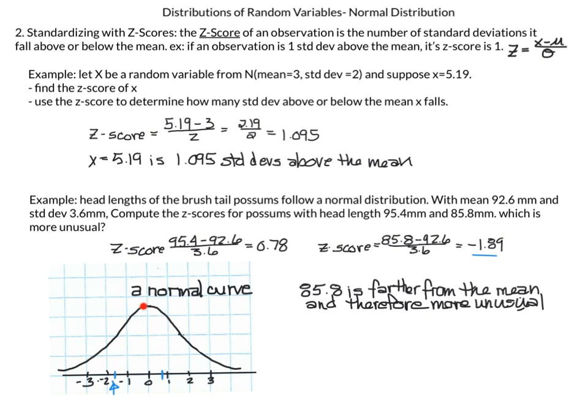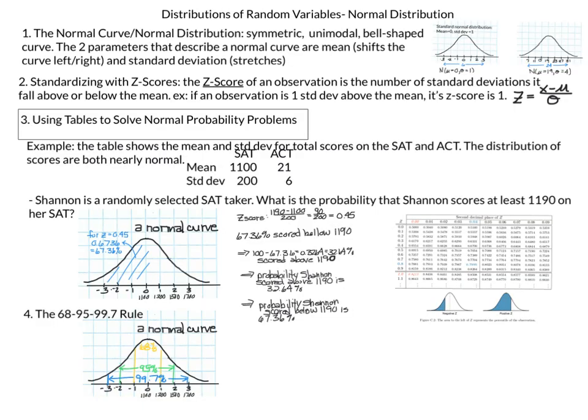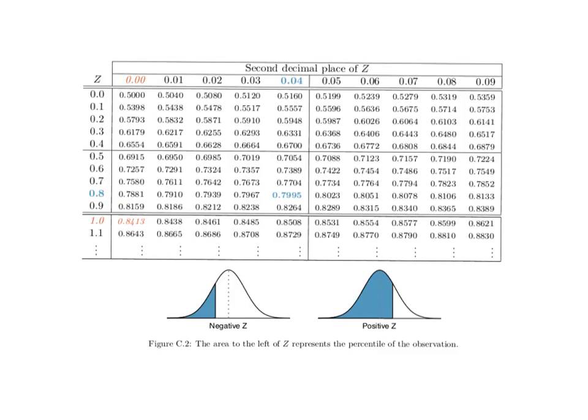That's why there's this peak over at the mean. And then as you get further away from the mean, there's fewer and fewer people. This is the probability distribution. And now we've come to our last topic, using tables to solve normal probability problems. And what I have here is a table that's in the back of your book, one of the appendices.